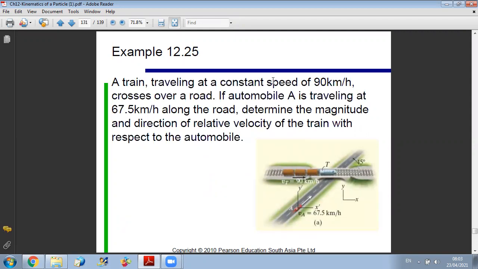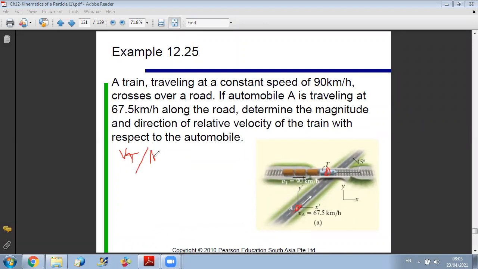A train traveling at a constant speed of 90 kilometers per hour crosses over a road. If the car A is traveling at 67.5 km per hour along the road, determine the magnitude and direction of relative velocity of the train with respect to the car. So here we have two particles in motion, the train and the car, and both are doing rectilinear motion. Now they are asking us to determine v of train relative to car A.